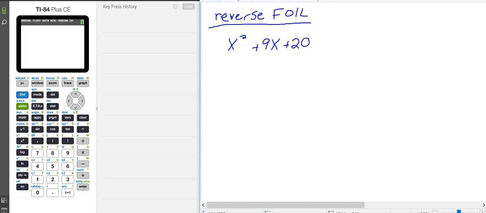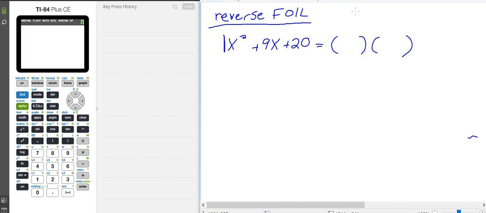Reverse FOIL only works when before the x squared, we only have a 1. If we have, let's say, 2x squared plus 9x plus 20, that would not work for reverse FOIL. We're going to have to use something else. So here, this question looks like it's going to work for reverse FOIL. We want to get this trinomial back to two terms that are being multiplied. That's what factoring is. How are we going to do that?